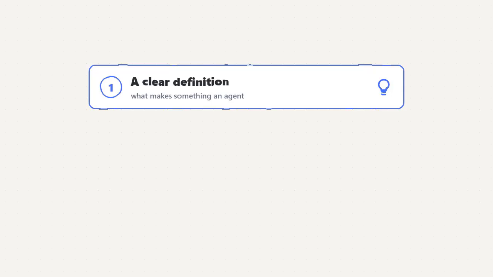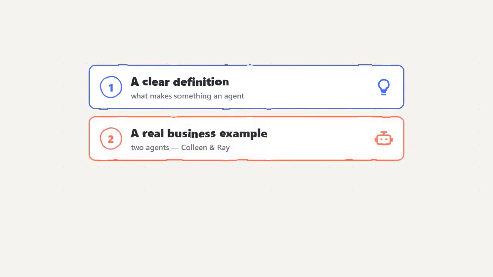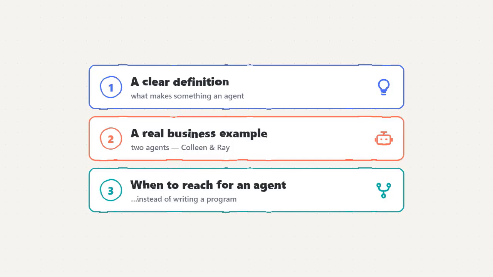Here is what you will get in the next few minutes. First, a clear definition of an AI agent. Second, a real business example, not the usual booking a flight or YouTube video research agent, but how I actually used two agents in our application security program. And third, when to reach for an agent instead of writing a program. By the end, you should be able to look at a problem in your own work and decide whether an agent is the right fit for the problem you want to solve.